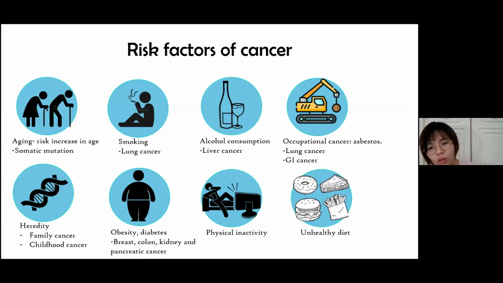Another one is occupational cancer. When people are exposed to occupational hazards such as asbestos, it can trigger GI or lung cancer. Or hereditary. Hereditary means a family history.